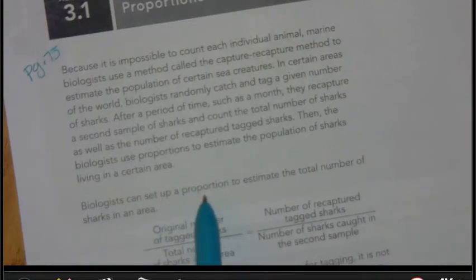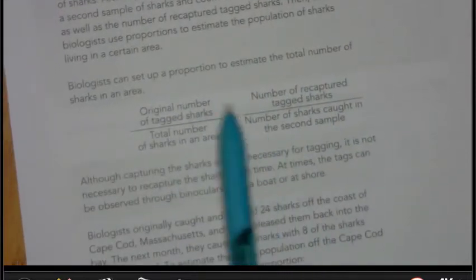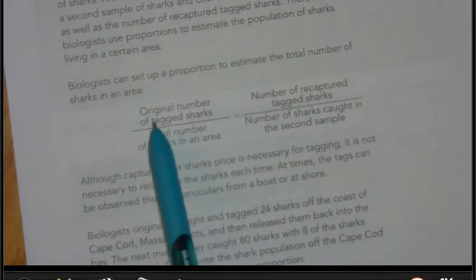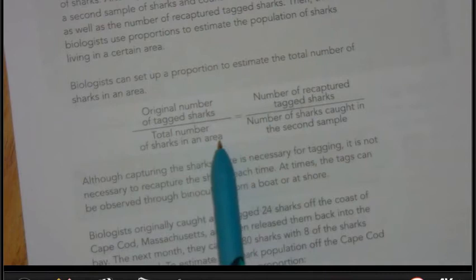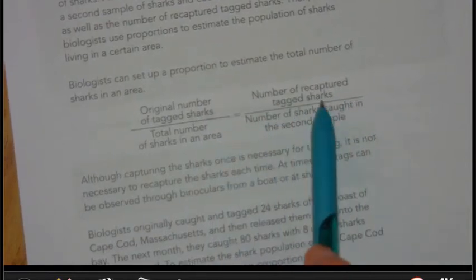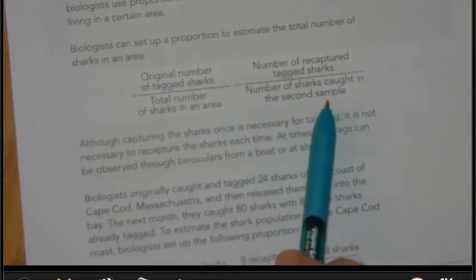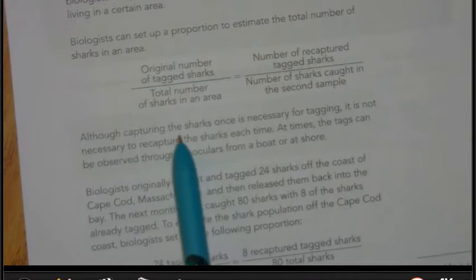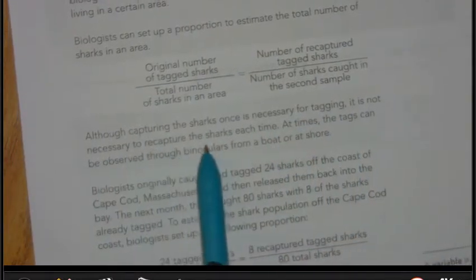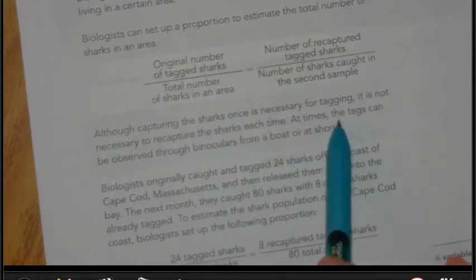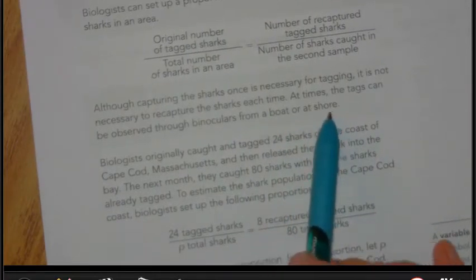Biologists can set up a proportion to estimate the total number of sharks in an area. And our proportion is right here: original number of tagged sharks over total number of sharks in an area equals number of recaptured tagged sharks over number of sharks caught in the second sample. Although capturing the sharks once is necessary for tagging, it is not necessary to recapture the sharks each time. At times, the tags can be observed through binoculars from a boat or at shore.